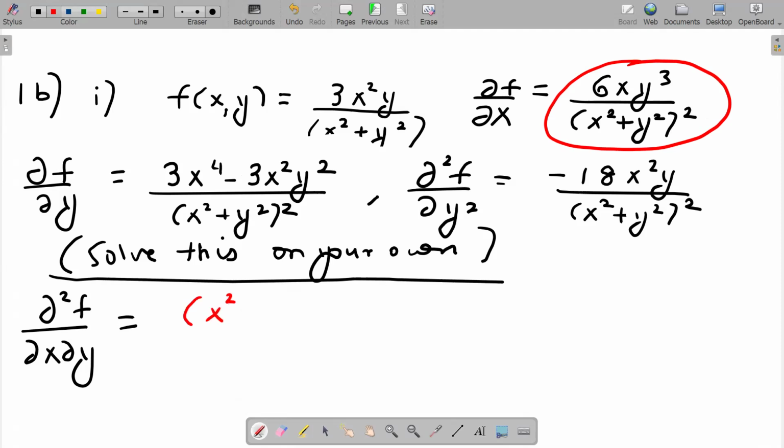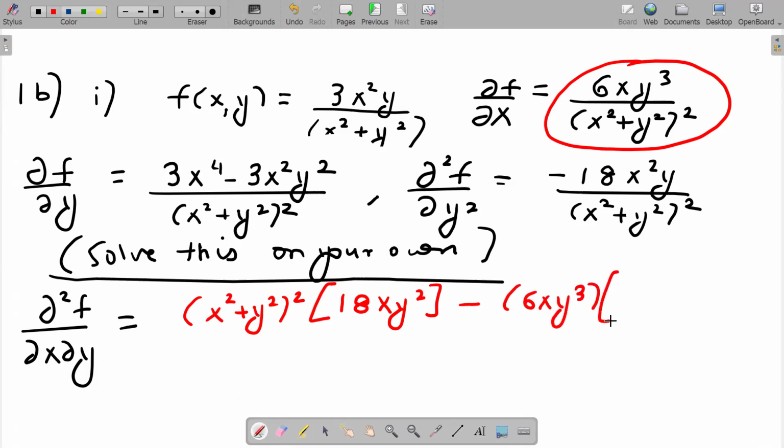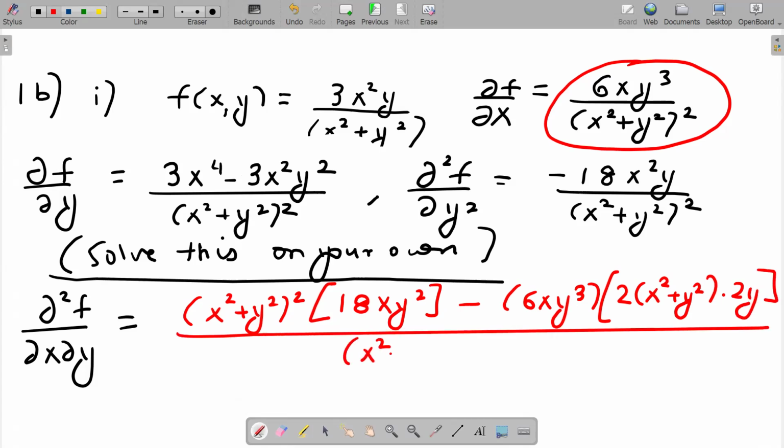Again, I use the quotient rule: (x square plus y square) whole square times the derivative of the numerator with respect to y, which will be 18xy square, minus the numerator function 6xy cube times the derivative of the denominator with respect to y partially, which is 2 times (x square plus y square) times 2y, whole divided by (x square plus y square) whole square, which makes it to the power 4. So if you solve this, you are going to get the answer, I can write it here.